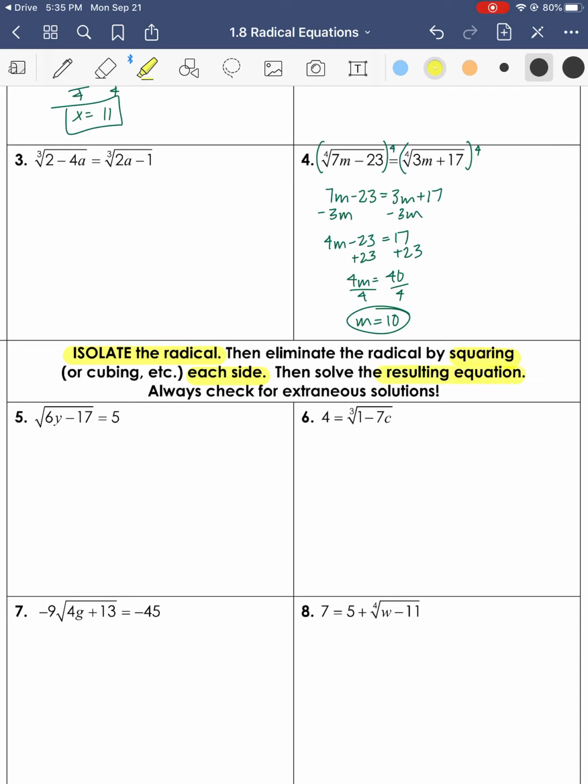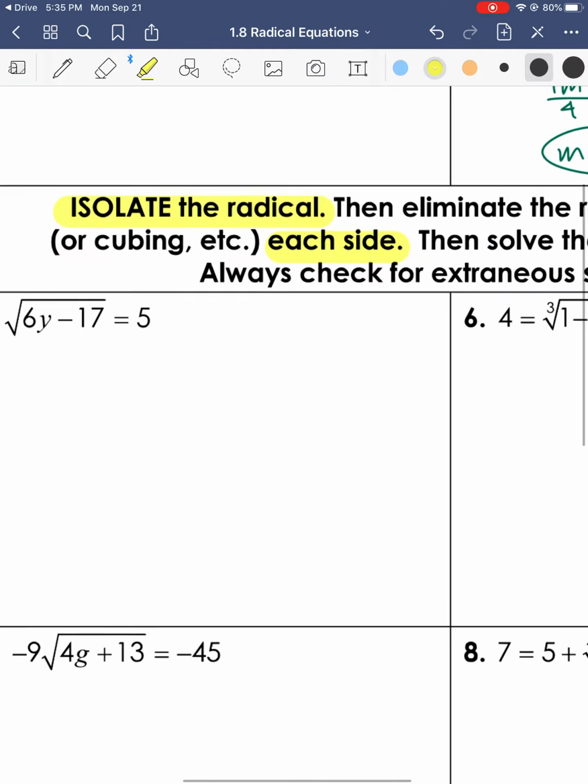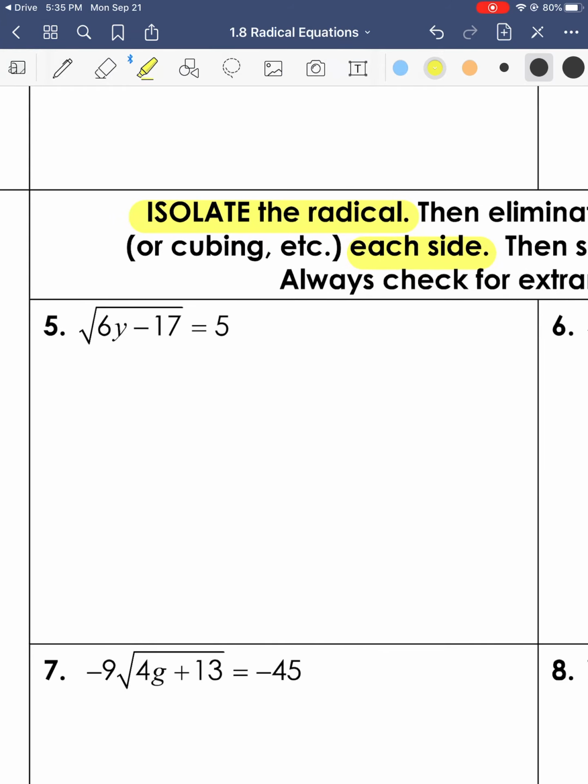And then solve. Oh, I didn't check for extraneous solutions in the first two, so make sure you do check for that, but I think those solutions are just fine. So we have isolated the radical here, so we just have the radical on one side is equal to 5, so we don't need to do anything to get it by itself. We're just going to square both sides. Then we get what's the radicand here, 6y minus 17 is equal to 5 squared, which is 25.